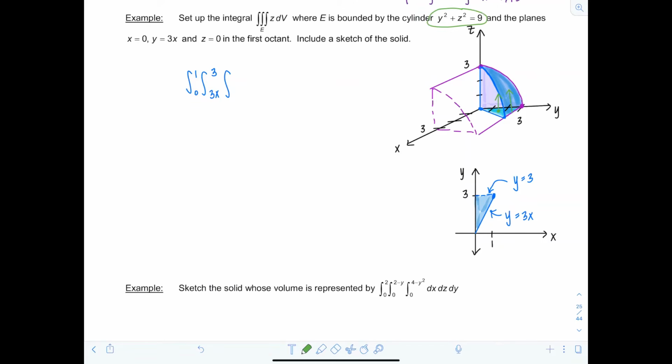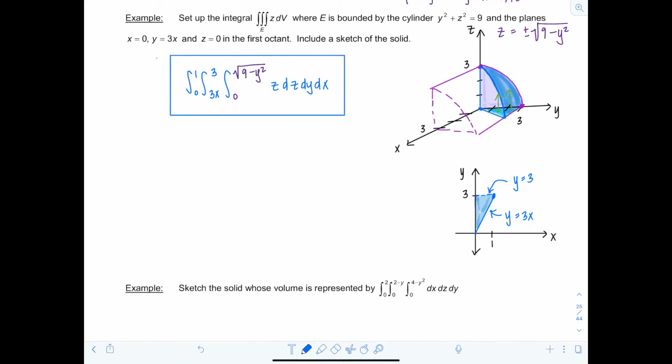So I have to solve for z. Ooh, what a weird shape. Okay, so z is going to be equal to plus or minus the square root of 9 minus y squared. But since we're in the first octant, I'm just going to choose the positive radical. So I'll have 0 to the square root of 9 minus y squared. And then what are we integrating? Z. And our order is dz, dy, dx. And that's it. Beautiful.